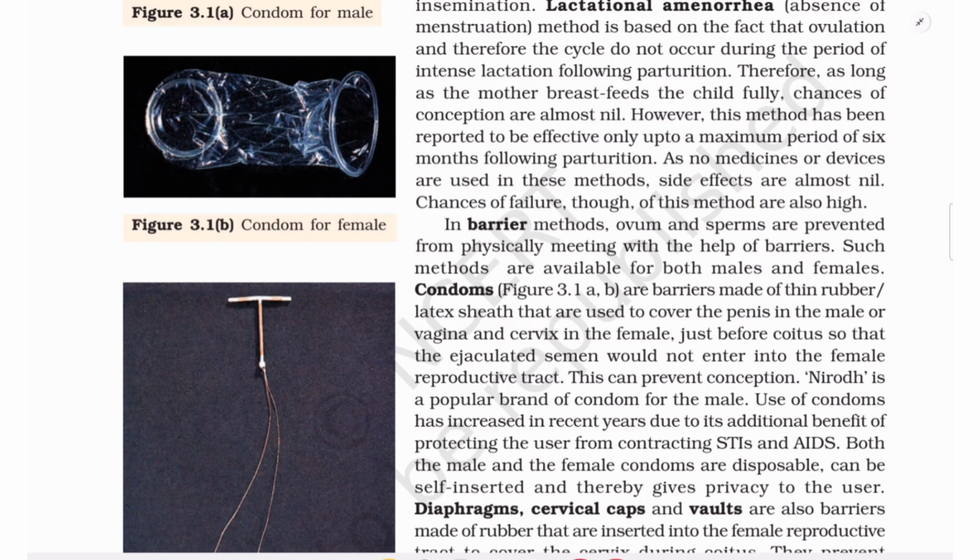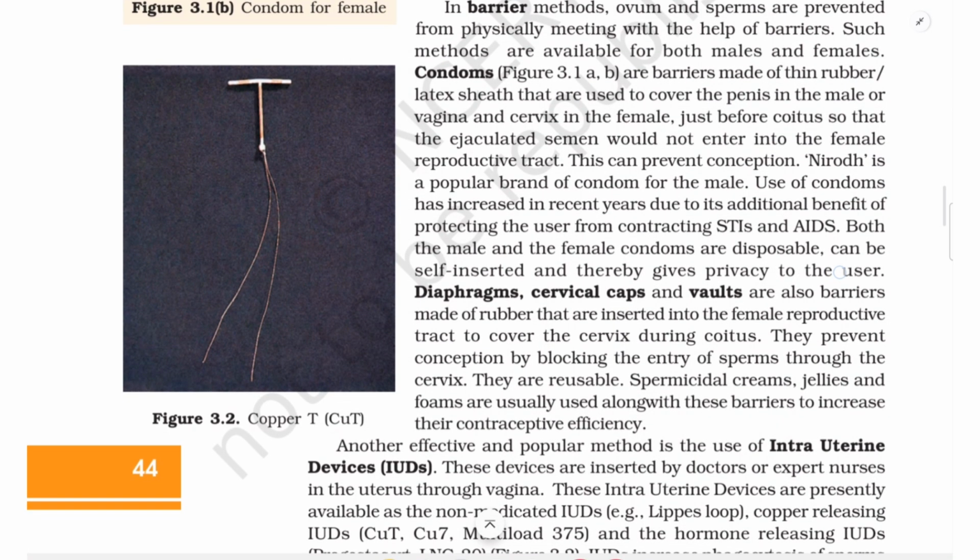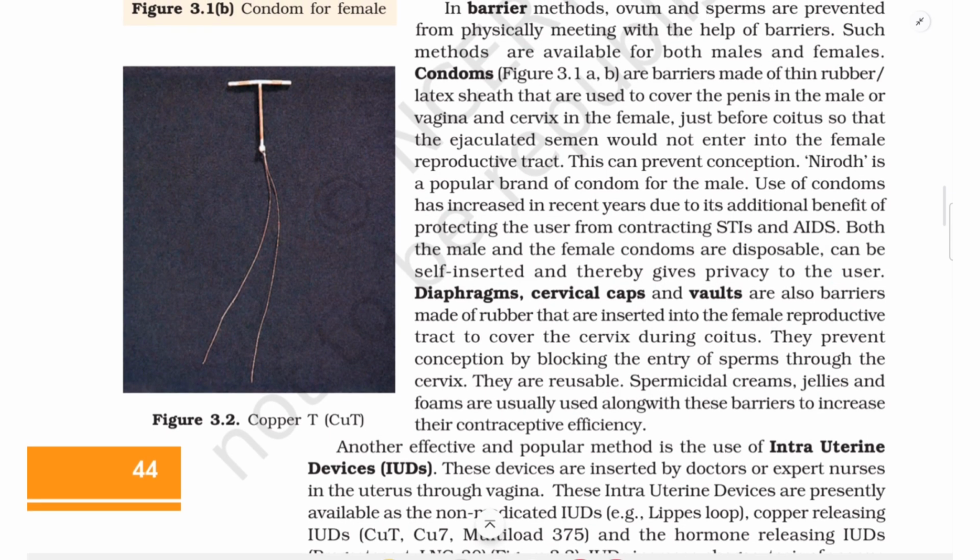However, this method has been reported to be effective only up to a maximum period of 6 months following parturition. As no medicine or devices are used in these methods, side effects are almost nil. Chances of failure, though, of this method are also high. In barrier methods, ovum and sperms are prevented from physically meeting with the help of barriers. Such methods are available for both males and females.